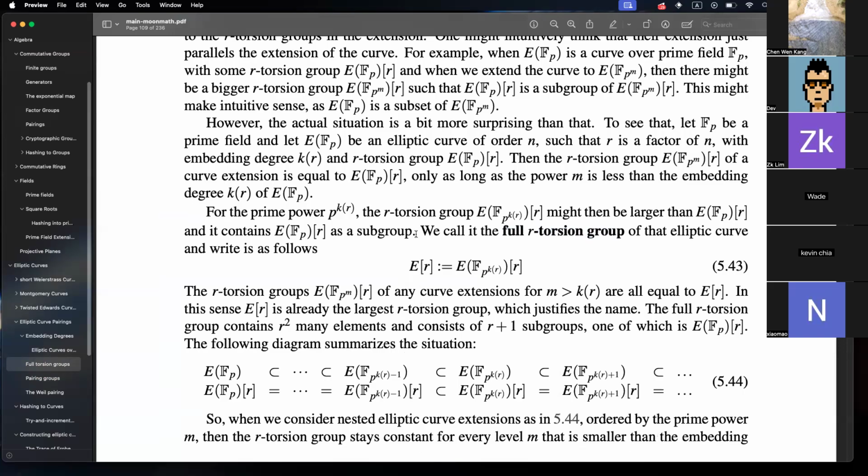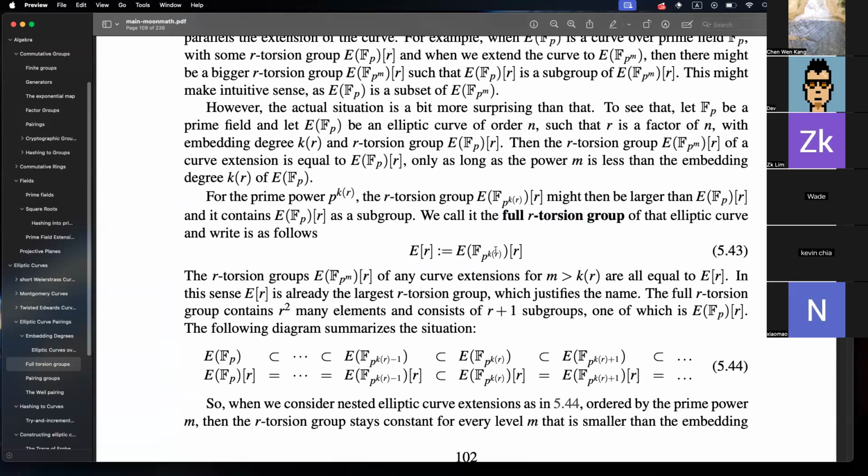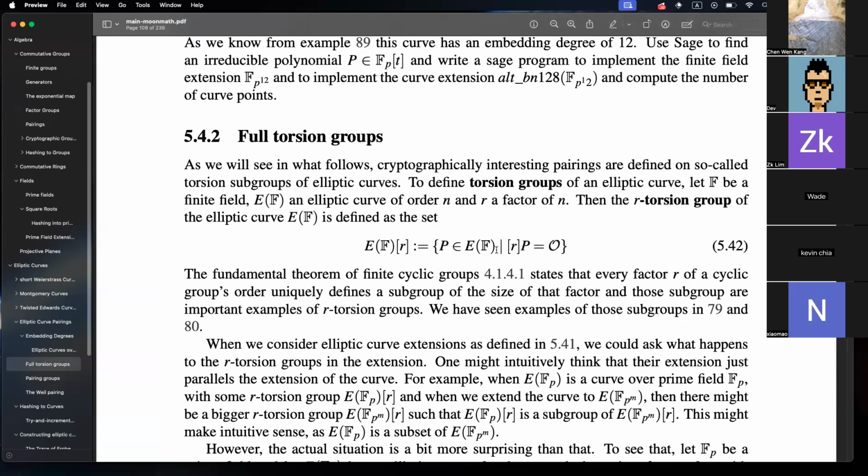Well, okay, full R torsion group. Essentially it's the R torsion of the curve. Okay, let's go a little bit into the R torsion group.